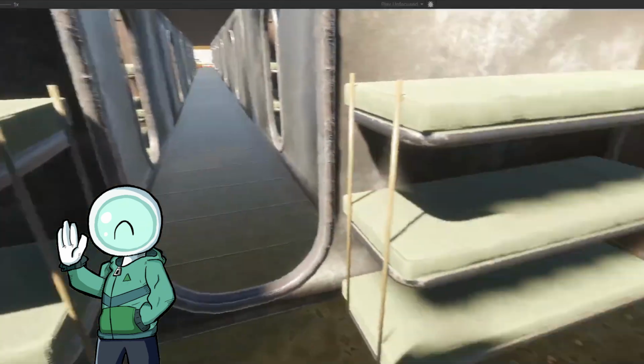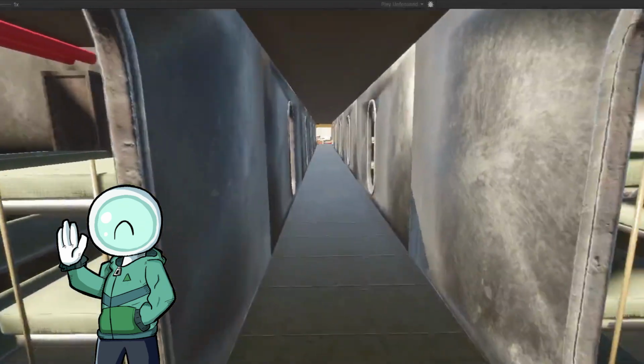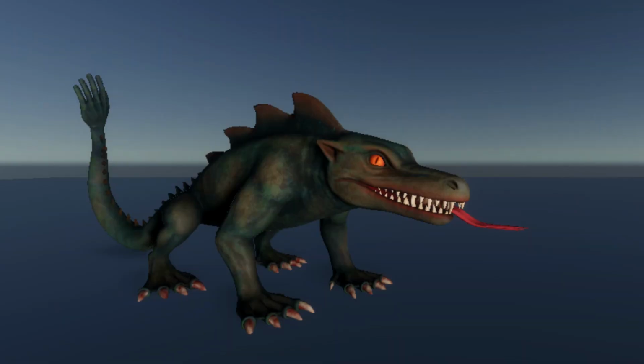So, last time we prepared some submarine environment art and also our monster's first look. And now comes the monster AI. It's the part that gives the monster its brain and also personality. First, we started with a bit of research.